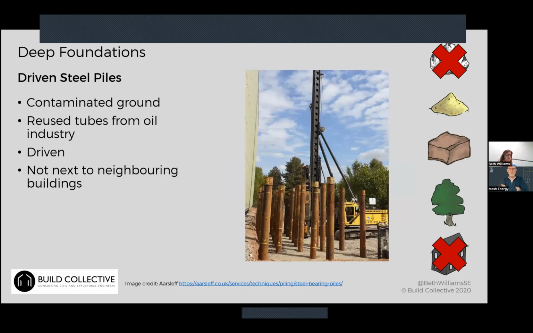Like I said on the ductile iron slide, you wouldn't want to be using these next to existing, particularly masonry buildings, because they are a high vibration installation. And they also come to site in the length that you need the pile to be. So if you need a decent pile length, you need decent access to be able to get the tubes in one piece.